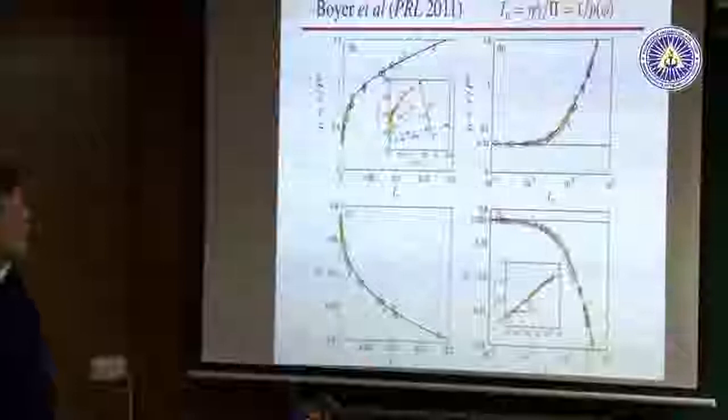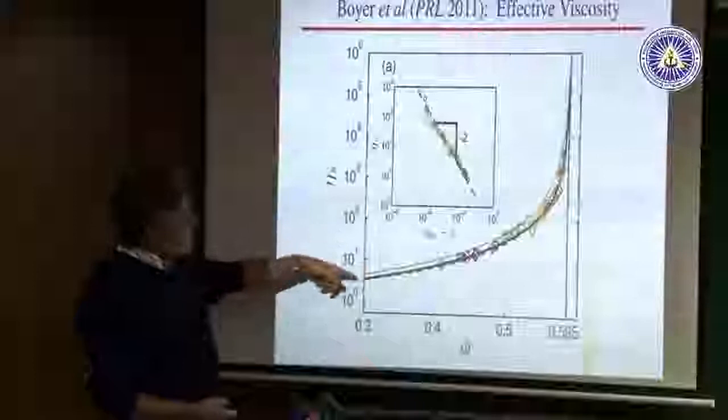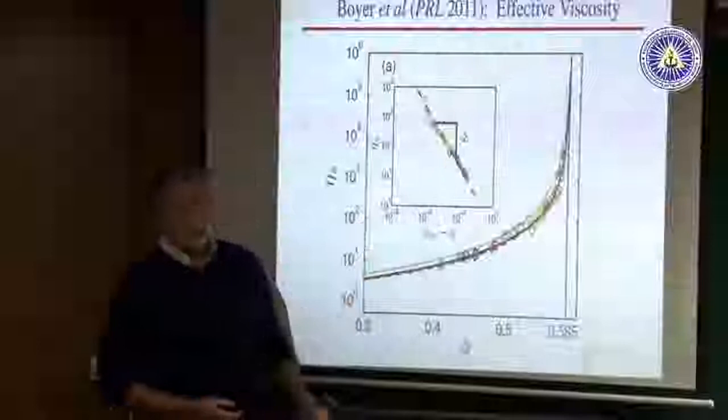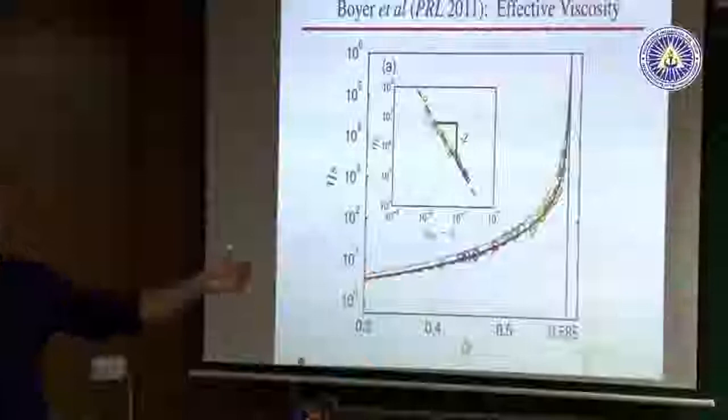Right, what's next? Oh, and from that you can also figure out what the viscosity is, because you know how these functions are. The viscosity diverges at this packing fraction of 0.585 with a slope of -2. Okay? That's from the experimental results for non-Brownian viscous suspensions.